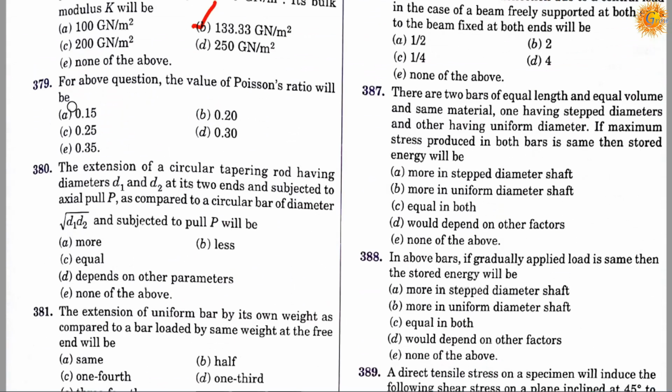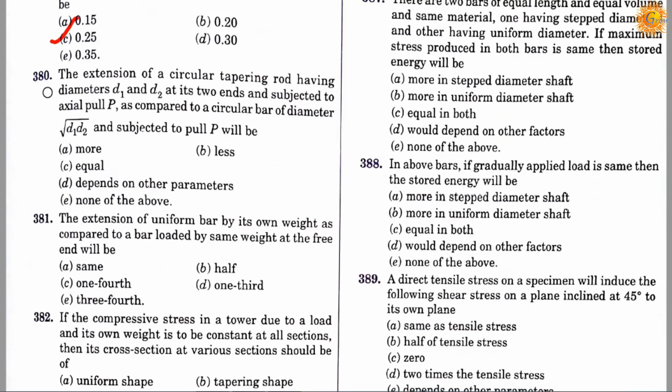Question number 379. For above question, the value of Poisson's ratio will be option A 0.15, option B 0.2, option C 0.25, option D 0.3, option E 0.35. Correct answer is C. It will be 0.25.